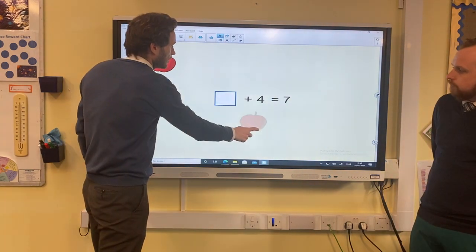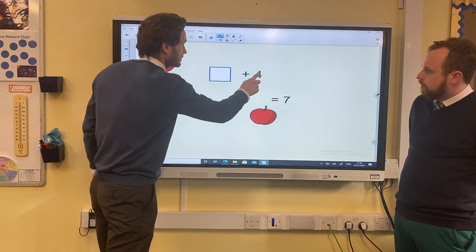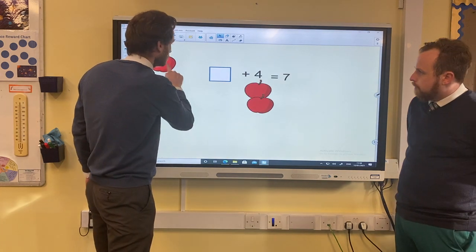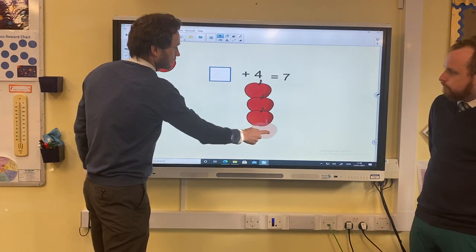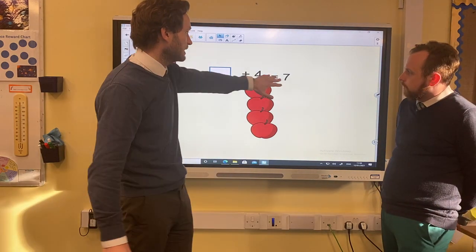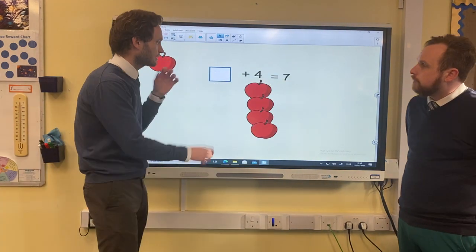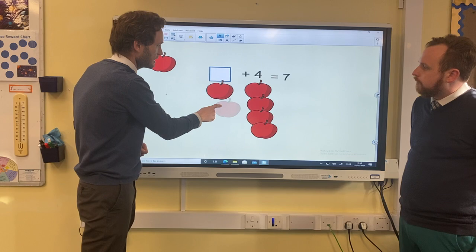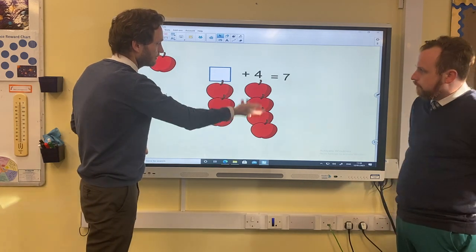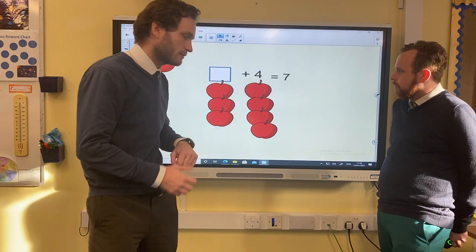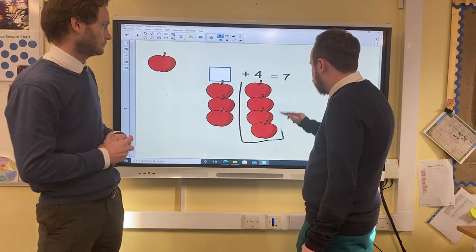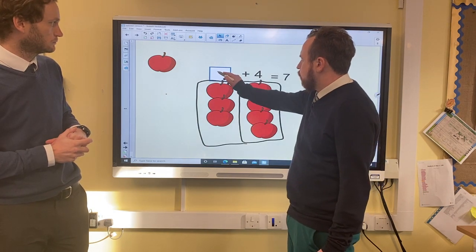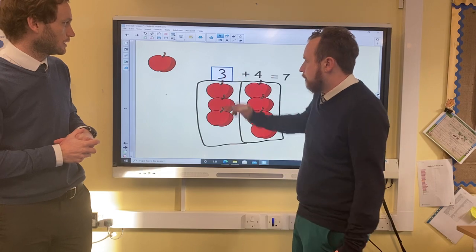So we've got our 4 apples here. 1, 2, 3, 4. 4 lovely juicy apples. But we need 7. So here we're going to keep counting up until we get to 7. So 4, 5, 6, 7. So now we have our 7 apples. How many do we add there, Mr. Lake? We had 4 there, and to get 7, we had to add 3 more. 5, 6, 7. So 3 is our missing number.